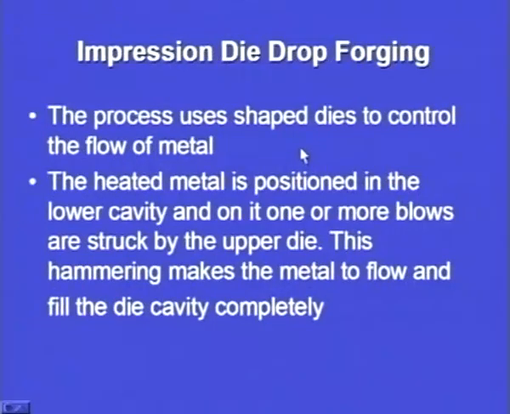Now, coming on to the second forging operation, we can say that impression die drop forging is a step ahead of the manual hammer forging that we have already seen. We have seen that in open die hammer forging we use a flat punch and a flat die surface and we change the shape of the product. So, it has certain advantages and certain limitations. One of the limitations is that it is dependent upon the skill of the operator.